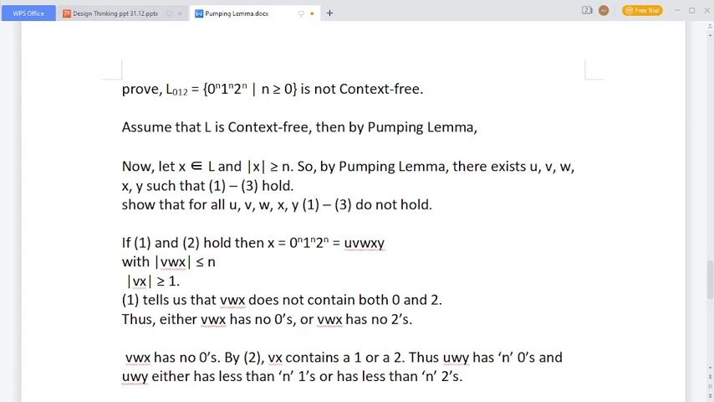Thus uwy has n zeros and uwy either has less than n number of ones or less than n number of twos. So the way we are going to apply it, we can have some value changes. So you must have 0. vwx may not have 0 or 2.